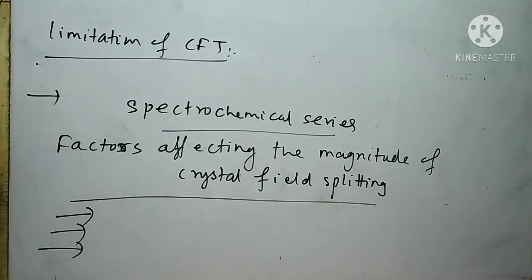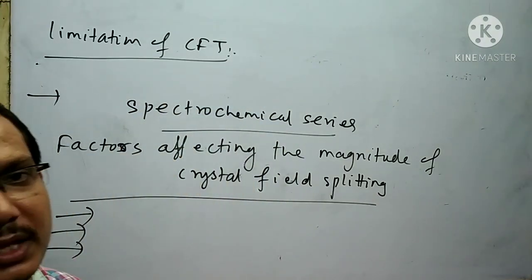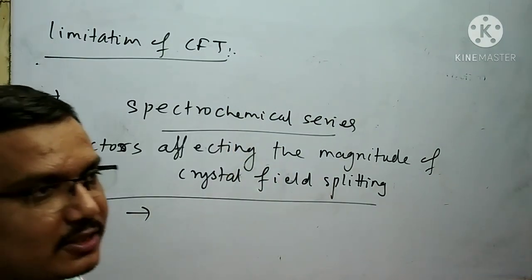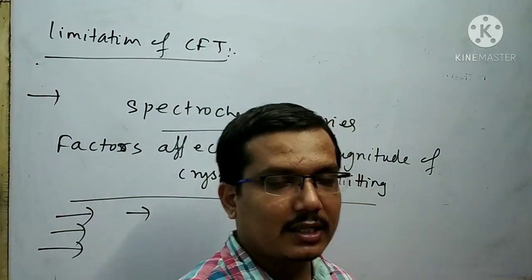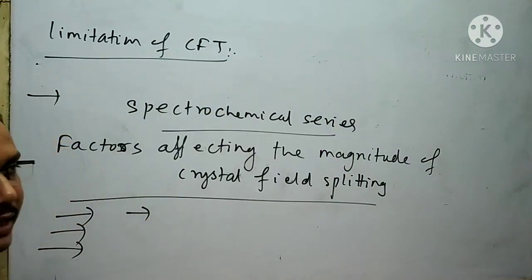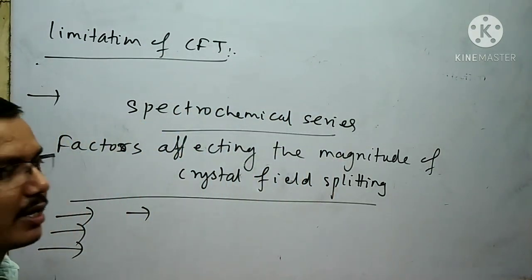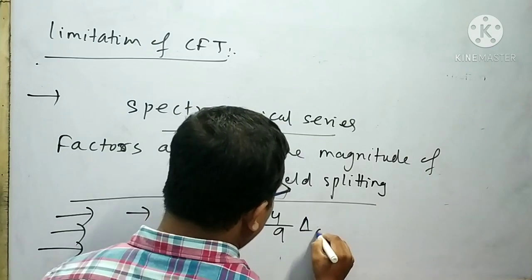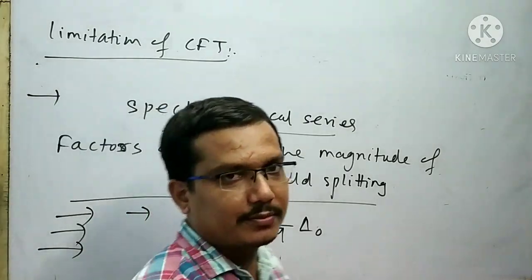Next point is the crystal field splitting increases with increasing oxidation state of the central metal atom or ion. Crystal field splitting also depends upon the size of the d orbital. If the size of the d orbital increases, then the crystal field splitting also increases. Crystal field splitting in case of octahedral complex is double that of the tetrahedral complex. So we can write delta T is equal to 4/9 delta 0. These are the factors affecting the magnitude of crystal field splitting.